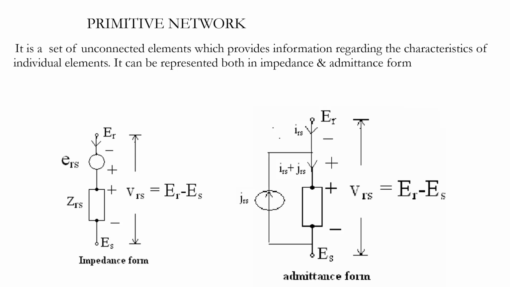Coming to admittance form, here the voltage source is represented in terms of current source. So, ERS is converted in terms of IRS, and this current IRS is the sending end current, which is the IRS plus the current which is flowing in this. So, what is VRS? VRS is nothing but again ER minus ES.